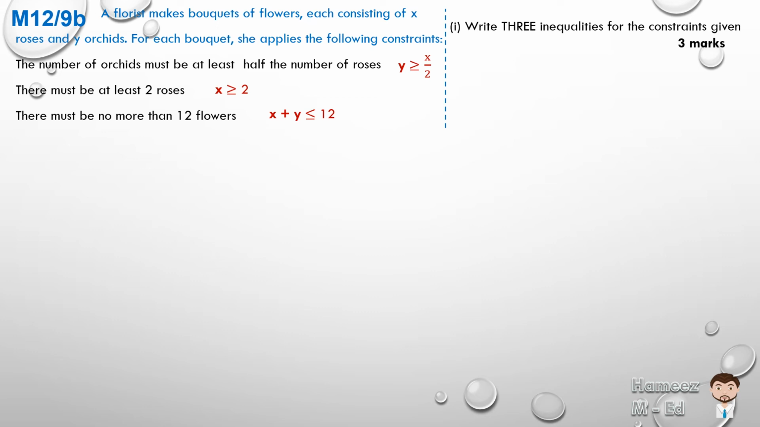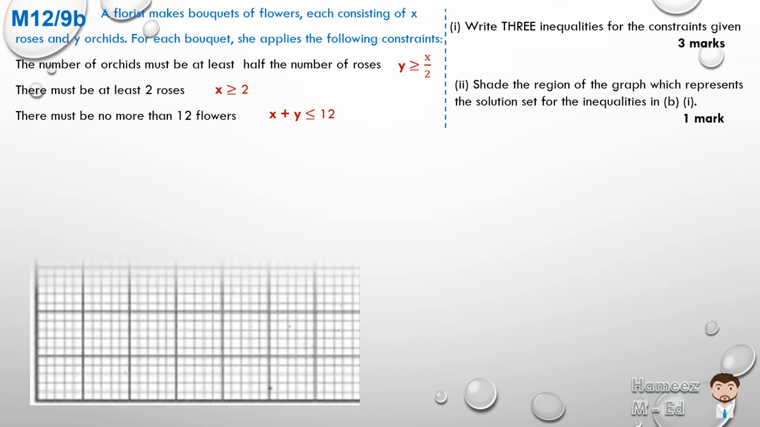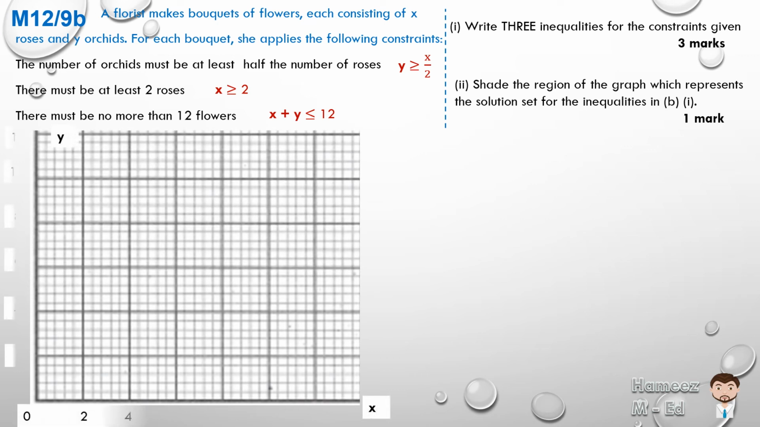So X plus Y is less than or equal to 12. Part 2, shade the region of the graph which represents the solution set for the inequalities in part 1. So let's bring up the graph, and the x-axis is represented by X, the roses, and Y, the orchids. And we want to draw a line, first of all, for the first constraint, Y is equal to half X.